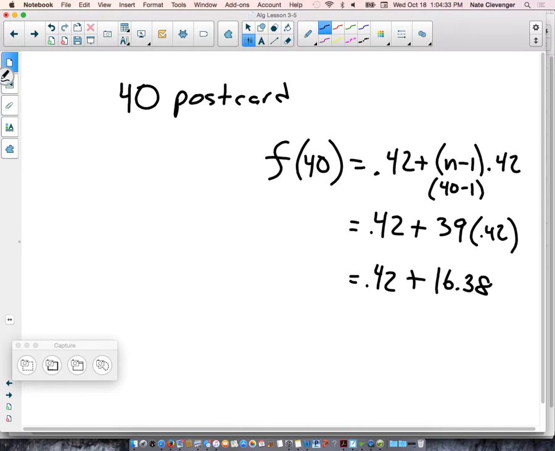Why can't we just understand that it's just adding 0.42, and why can't we just say that? Well, you are just adding 0.42, but you can't get to the 40th term unless you go 0.42, 0.84. You'd have to write them all out 40 times. Who needs 40 postcards?